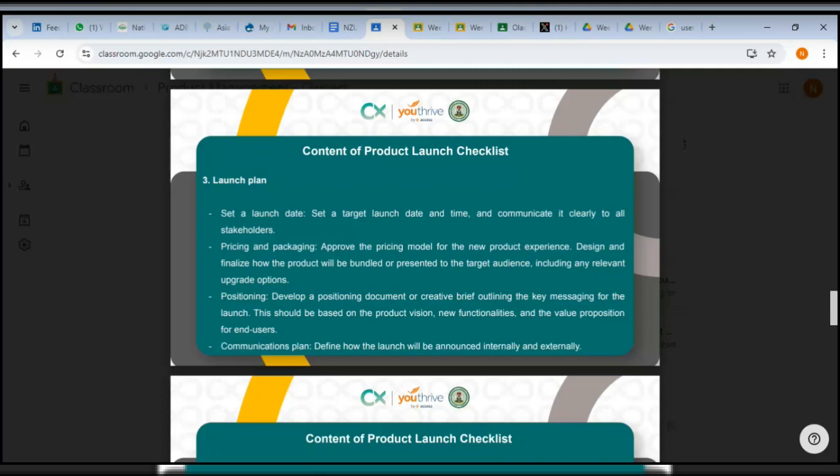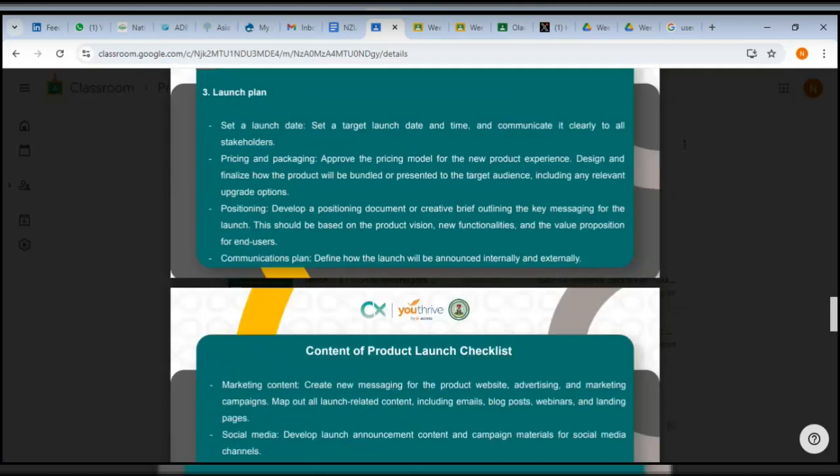And then positioning. Develop a positioning document or creative brief outlining key messaging for the launch. This should be based on the product vision, new functionalities, and the value proposition for end users. So your positioning is how you want to be viewed, right? Basically, how you want to place yourself within the market. What do you want to be seen as?